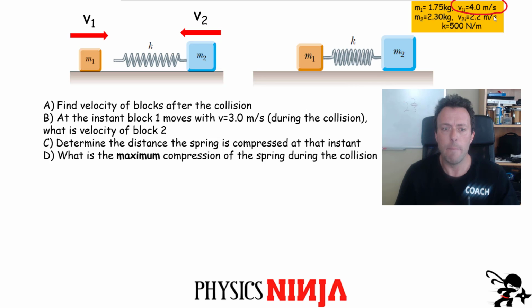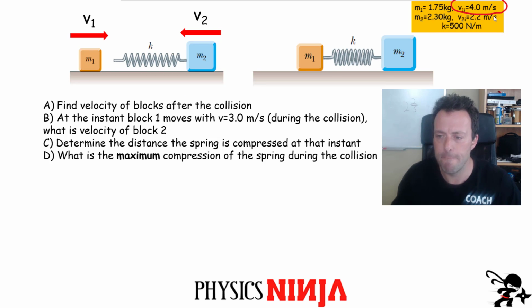Question C says, determine the distance that the spring is compressed for this specific case, the case we're just going to look at in part B. How far is the spring compressed in that case? And the last question, which is probably the most important for you to really understand, is how would you find the maximum compression of this spring during the collision? Which equation would you use and why would you use that equation? So let's go and solve all of these four problems. We'll set up the equations and get to the solution for each one.